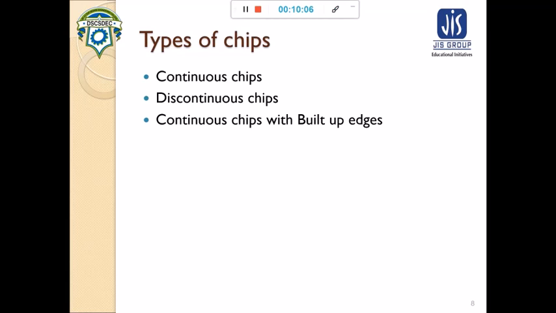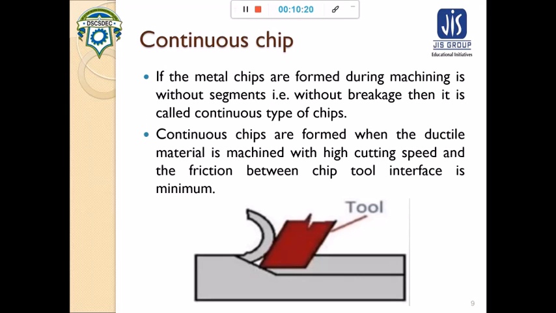Now we will see the types of chip. There are three types of chips. The first one is continuous chip, the second one is discontinuous chip, and the third one is continuous chip with built-up edge. Continuous chips are those chips which have no breakage and are not segmented.